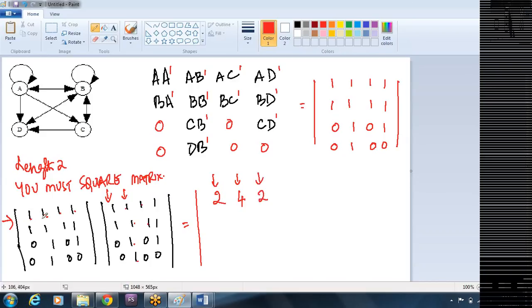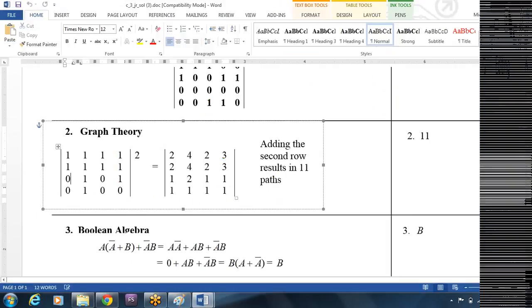Okay. Now start the same row, but the fourth column. 1 times 1, 1 times 1, 1 times 1, that is 3. 1 times 0, that is 0. So you got 3. Now let's check if our first row is correct from the answer that was given. 2, 4, 2, 3. Makes sense?